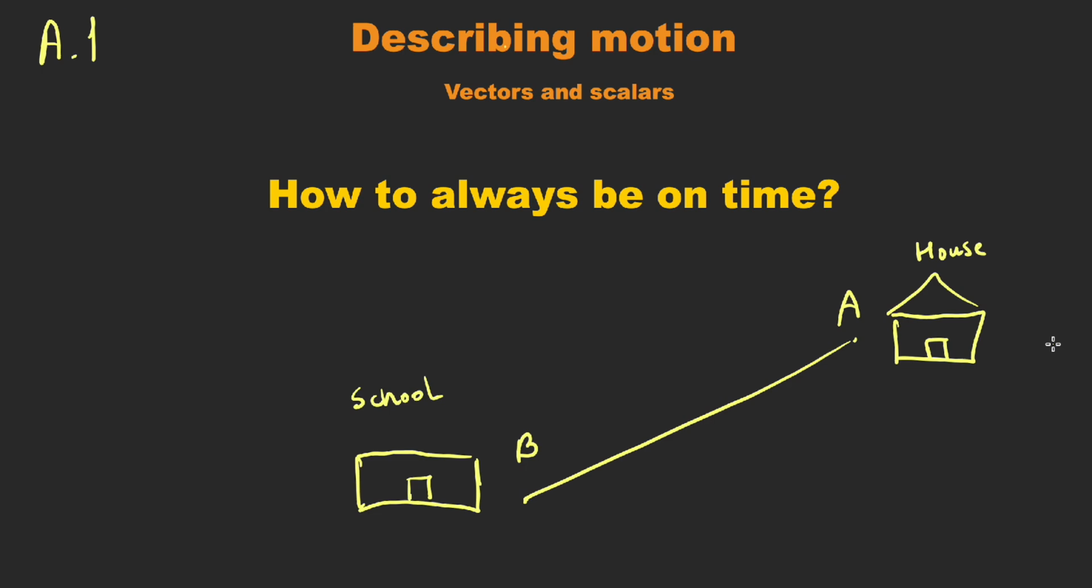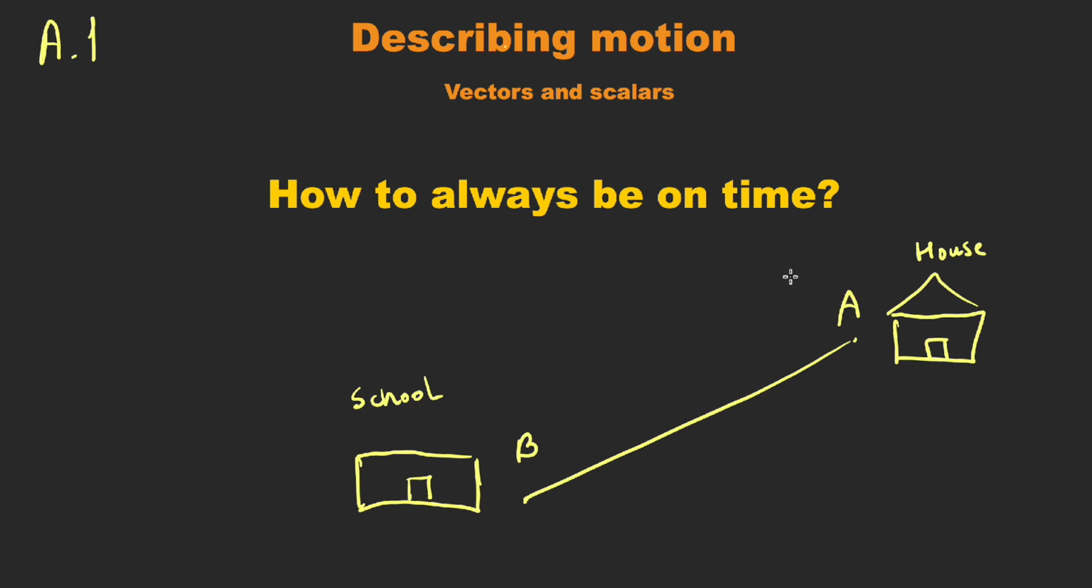It is called A1 Kinematics, and to be specific, the small portion of it, which is describing motion, vectors, and scalars. Now, at the end of the lesson, we're going to answer this question: how to always be on time. To understand the concept of vectors and scalars, we need to look at this example.